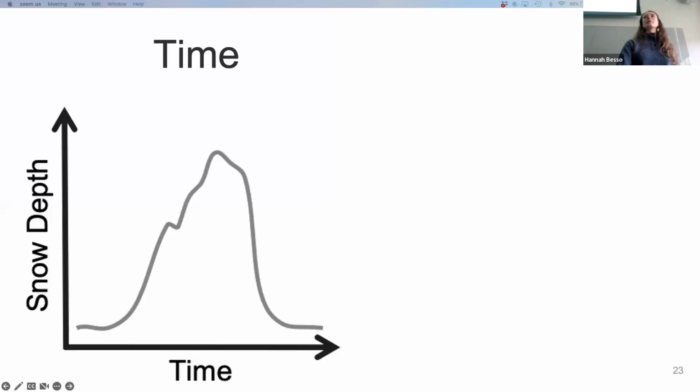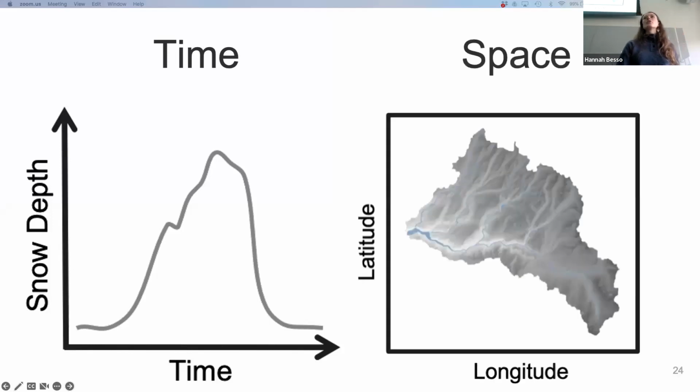Here again is an image of snow depth evolution throughout a season. So here we're looking at the time domain. On the x-axis, we have time. And we can also look at this in the spatial domain. Here we have our x and y axes as latitude and longitude. So we're dealing in the spatial domain.